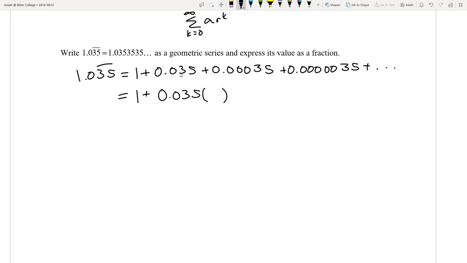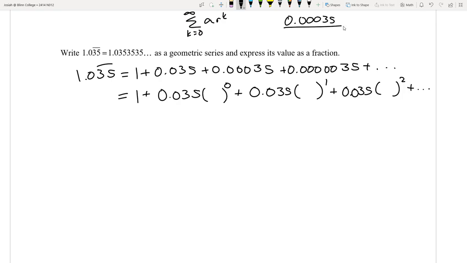We would want to start with the 0 power here. We want to express the next term as 0.035 times whatever it is to the first power, plus 0.035 times whatever it is to the second power, and so on. So we want to be able to figure out what is now the common ratio. So one way we can work that is, again, by taking the later term and dividing by a previous term.